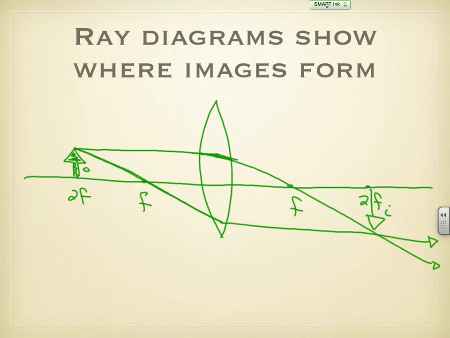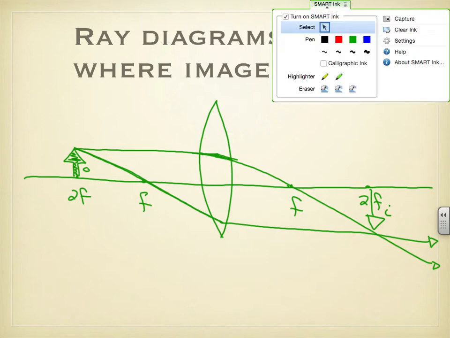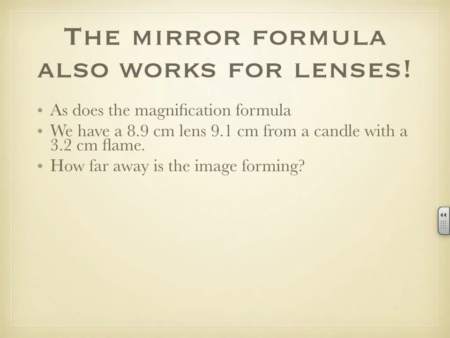Any questions on the ray diagram? Now, we also have a lens formula, but the lens formula is the same as the mirror formula, and also the magnification formula. So 1 over di plus 1 over do equals 1 over f, and di over do still equals hi over ho. So those still work great.